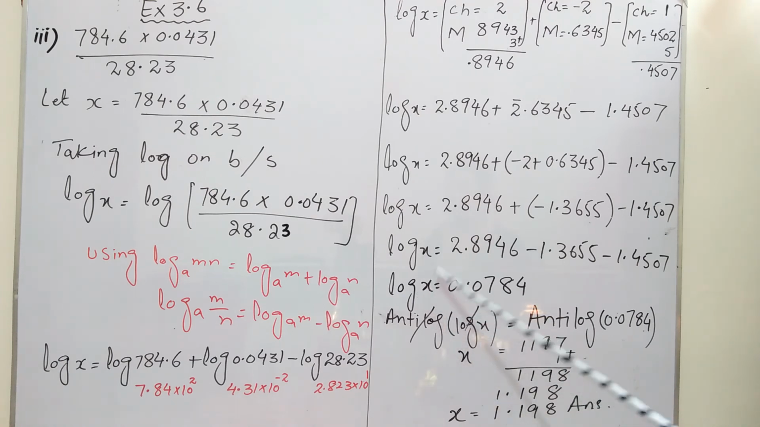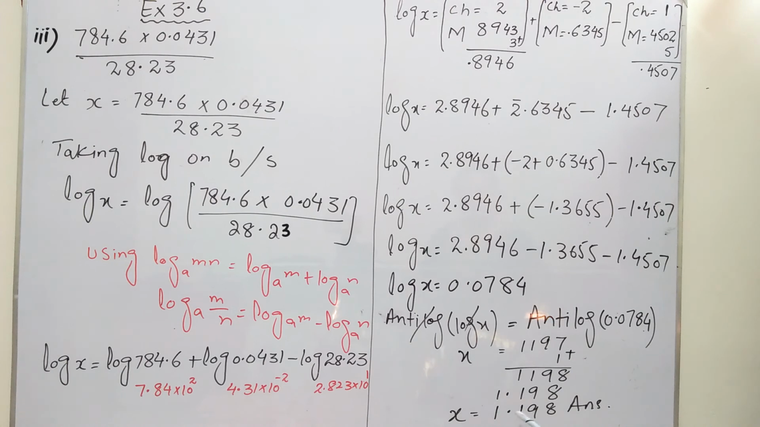As we have to find the value of x, for removing this log we will take anti-log on both sides. So it becomes anti-log of log of x and anti-log of 0.0784. Anti-log and log cancel out, and x is equal to anti-logarithm of 0.0784. Now for the anti-logarithm we check the value 0.07 under the column of 8 in the anti-logarithm pages, and again in the difference column 0.07 under the value of 4 we get 1197 plus 1, which gives us 1198.